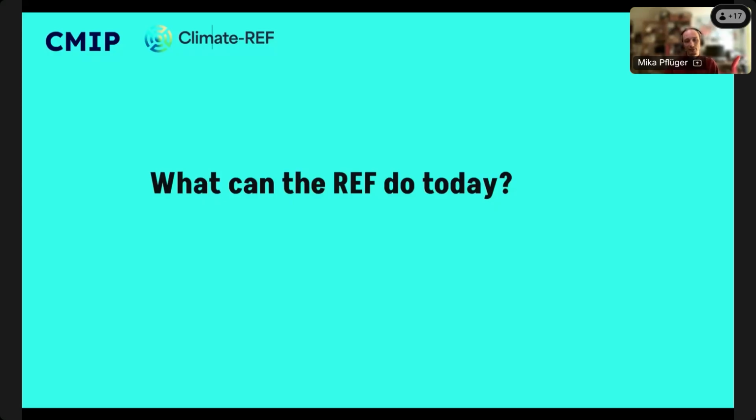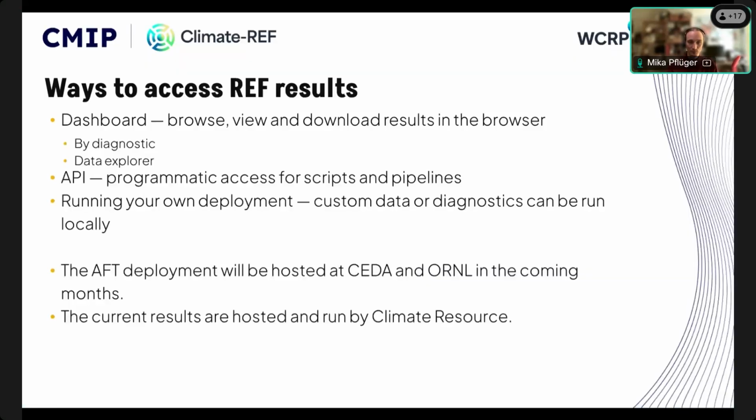So what can the REF do today? You can already access the REF results. At the moment, of course, only CMIP 6 results, but very soon now also CMIP 7 results on a dashboard. You can explore all the diagnostics and also explore the data. You can use the API for programmatic access for scripts and pipelines. And you can also run your own deployment on your laptop for small diagnostics, or wherever you have more compute available.